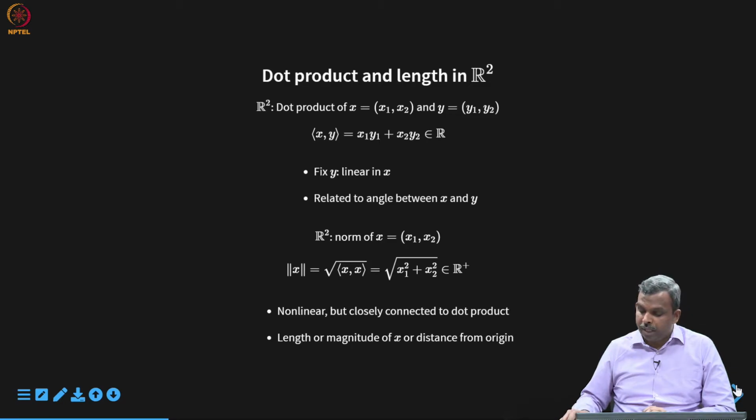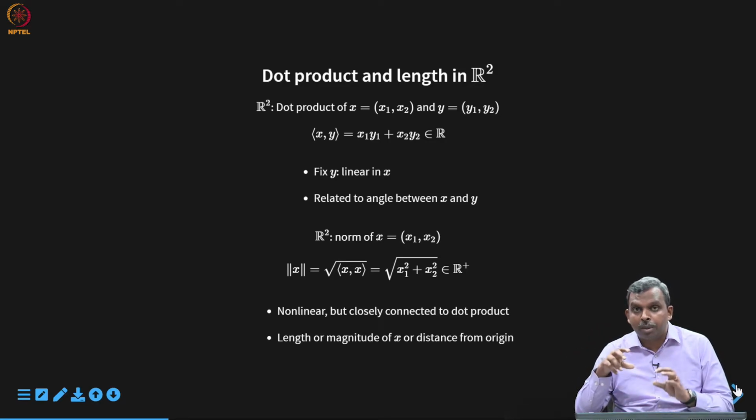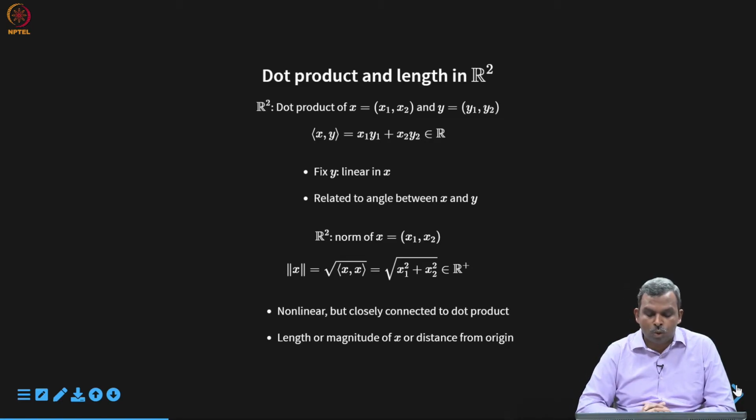So there's also a very closely related quantity called the norm, which is a function that takes one vector to a non-negative real number. That's the notion of a norm. How is that defined? The norm of x in R2 is simply the square root of x1 squared plus x2 squared, and you can see that's also the square root of the inner product of x with itself. So these are standard facts, and you can see it goes to R plus.